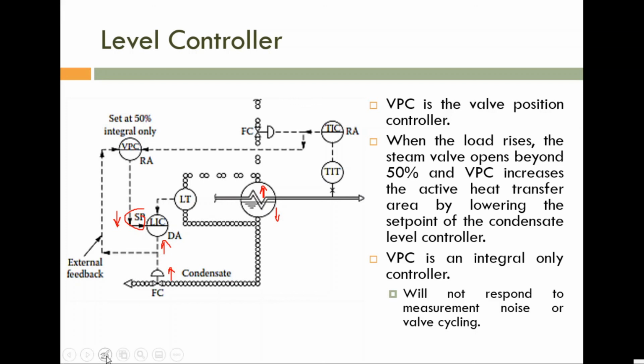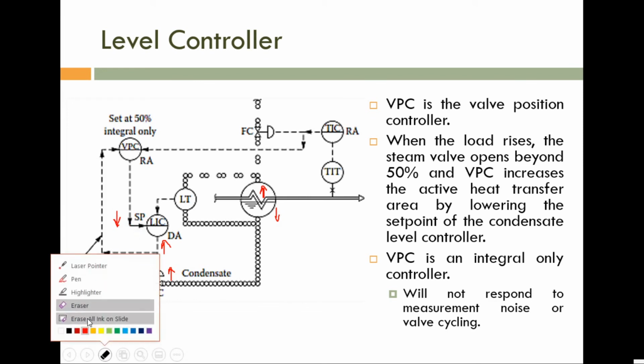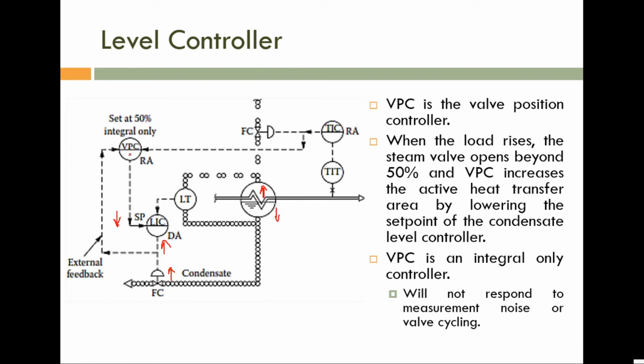Okay, so who is giving that set point? This set point. This VPC is giving this set point. So VPC is giving a small control signal. Small set point means VPC is giving a small control output. Now think about VPC. You can see that the set point of VPC is 50%. That is fixed. The valve is normally 50% open. That is why the set point is 50%.